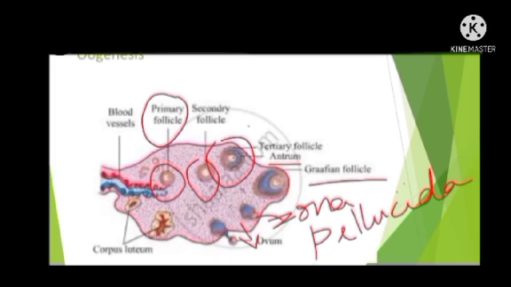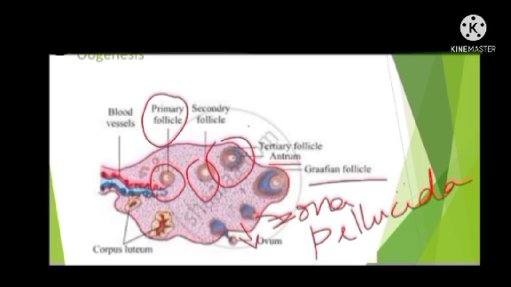Generally, we say the ovum is released, but actually the secondary oocyte is released from the ovary, and that process is called ovulation. So, what is ovulation? The rupturing of Graafian follicle to release the secondary oocyte or ovum from the ovary is said to be ovulation. I hope you have understood this.